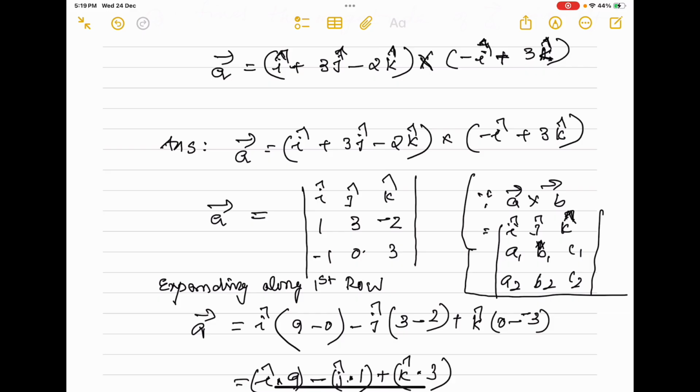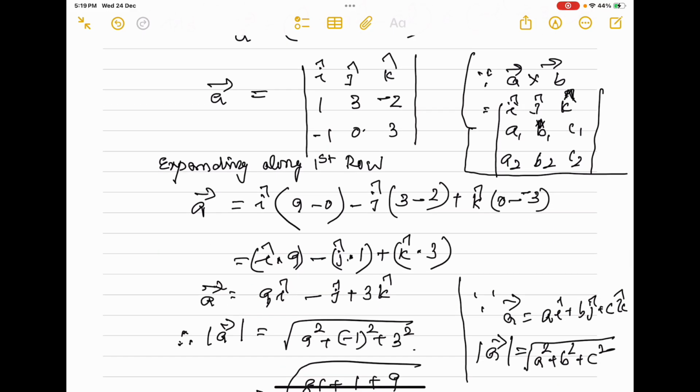Then plus k cap into, delete the first row and third column in which k cap lies. Then we get 1, 3, negative 1, 0 as the determinant. That is 1 into 0, 0, minus negative 1 into 3, negative 3. That's equal to i cap into 9 minus j cap into 1 plus k cap into 3. This is not a dot, it is multiplication. That is, vector A equal to 9i cap minus j cap plus 3k cap.